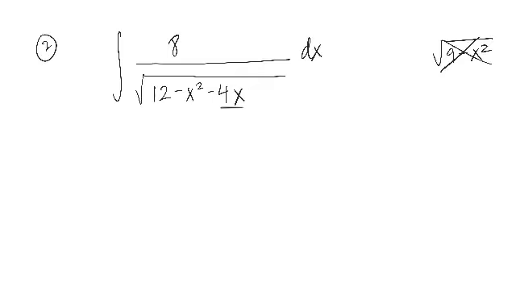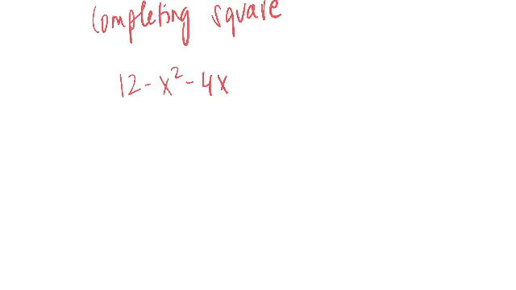So we're going to use completing the square, right? So for this, we need to remember that we want to first just take this 12 minus x squared minus 4x. Okay, and we're going to complete the square. So to complete the square here, we'll factor this minus out, pull out a GCF.